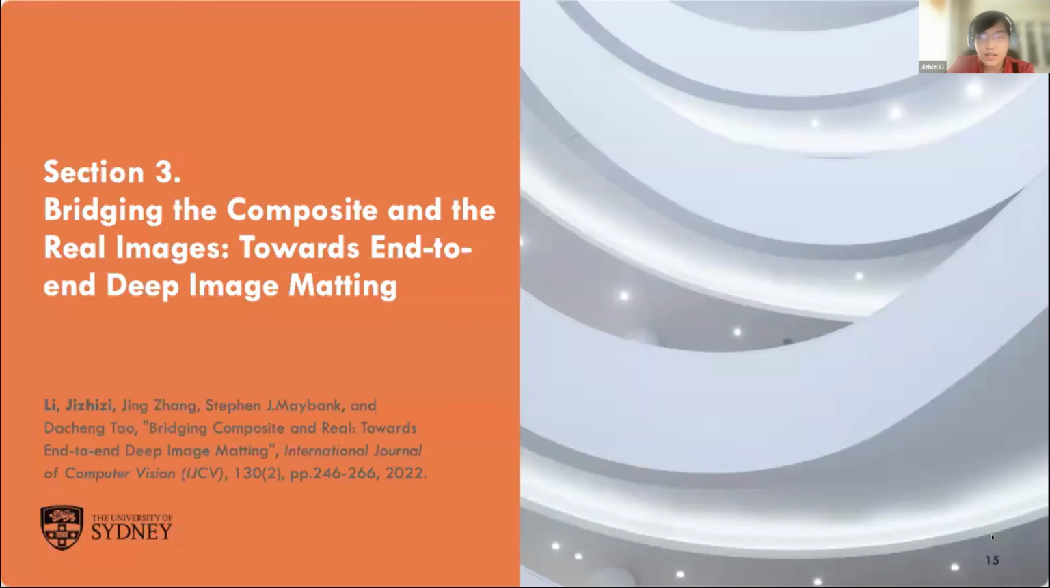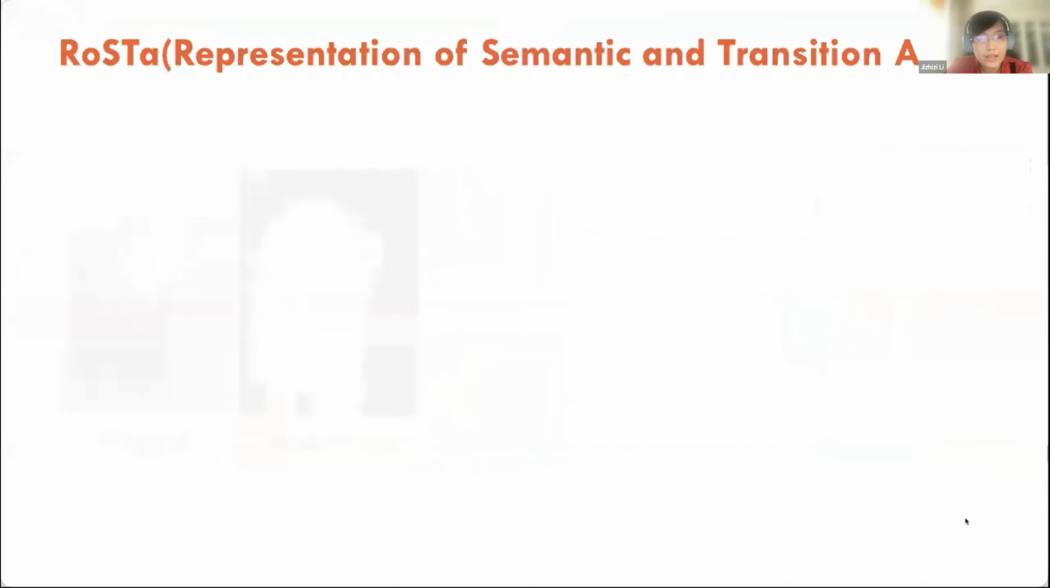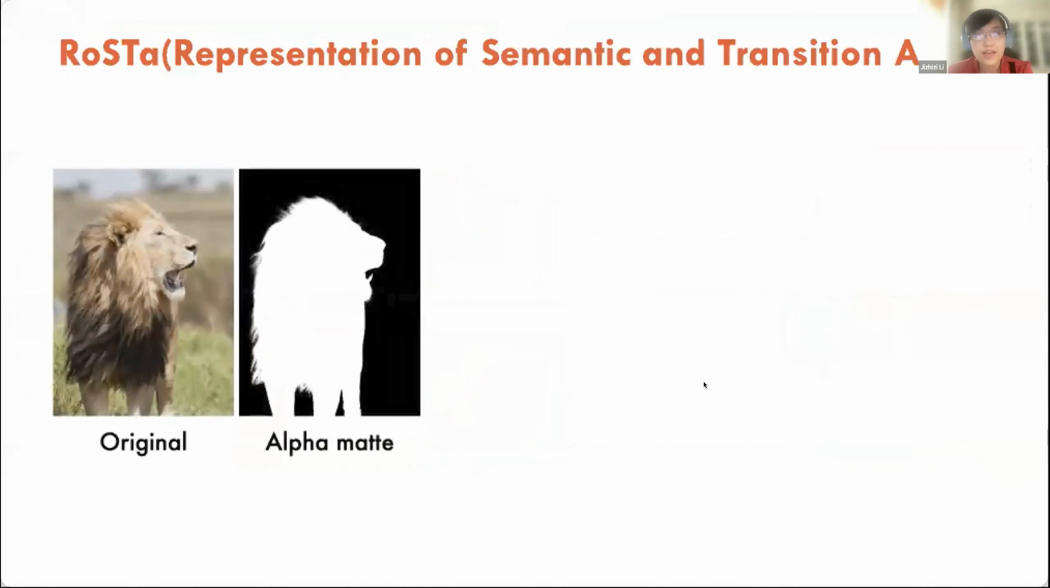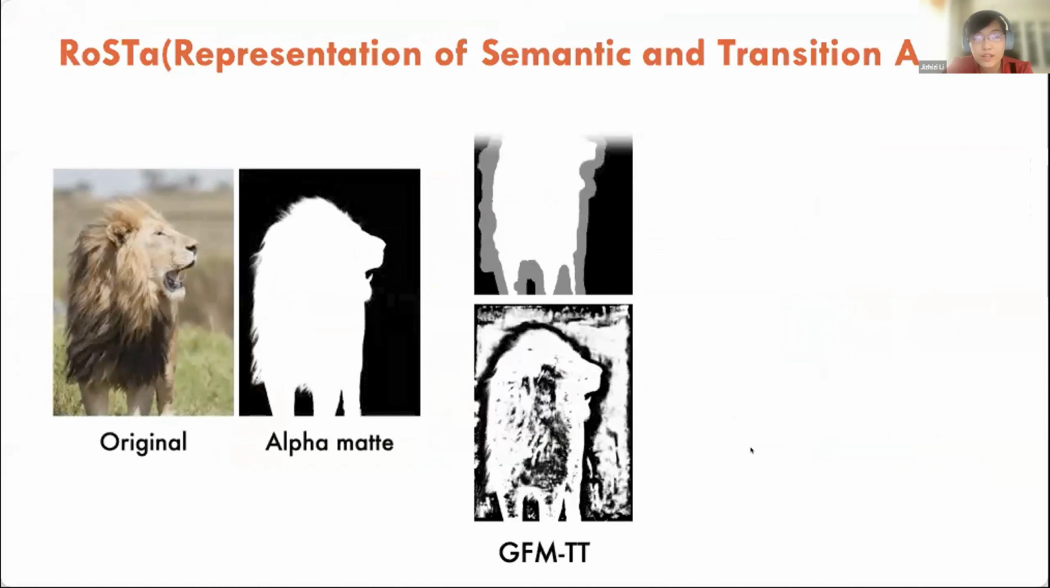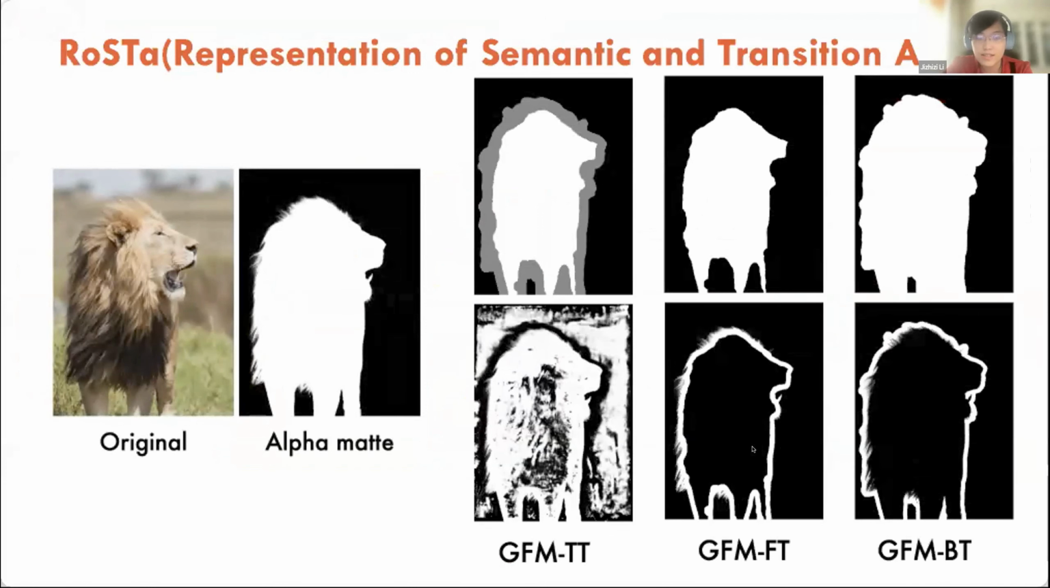Okay, so let's first talk about our method. In this method, we have a network we name GFM, which is a Glance and Focus Matting network. In this, we have proposed what we call a representation of semantic and transition area, because we need to decompose the task into two parallel tasks, right? One is semantic segmentation, and the other is detail matting. So how to represent the global information and then the local information is a problem.